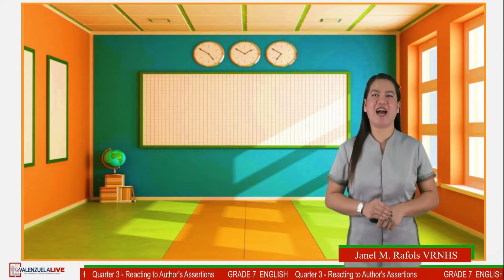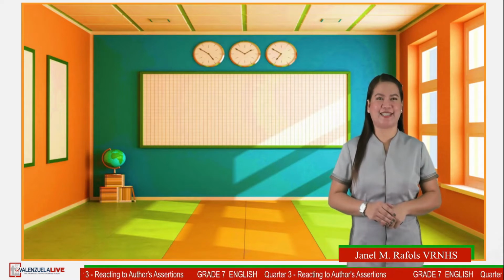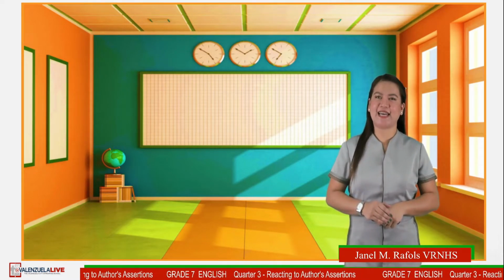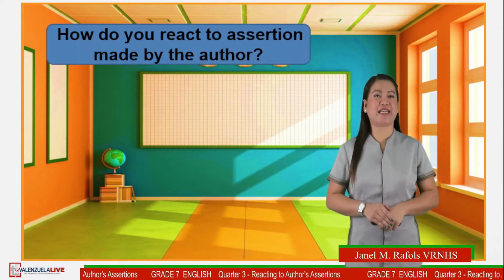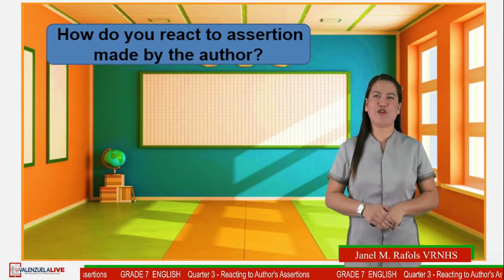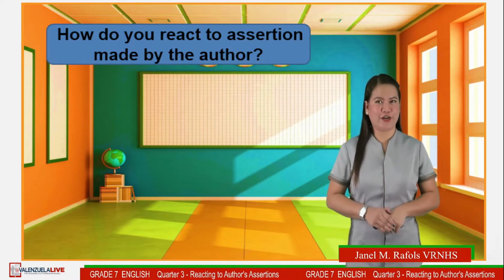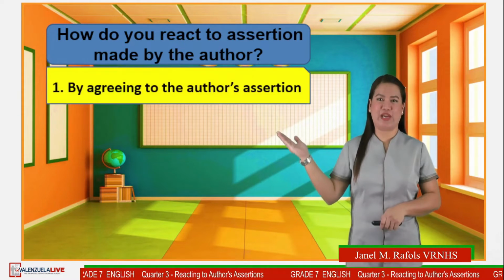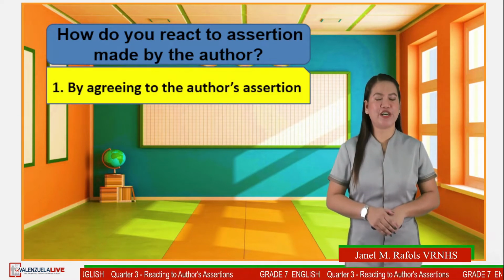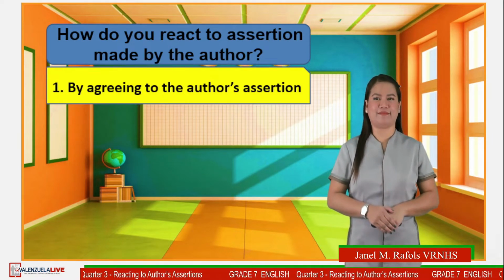We are done discussing some of the types of assertions. Let us now move forward in discussing how you'll react to the assertion of the authors. How do you react to assertion made by the author? First, by agreeing to the author's assertion. Readers just accept the author's assertion.